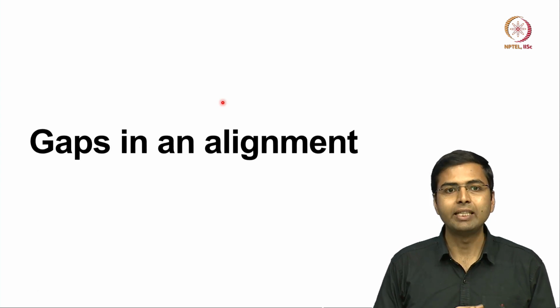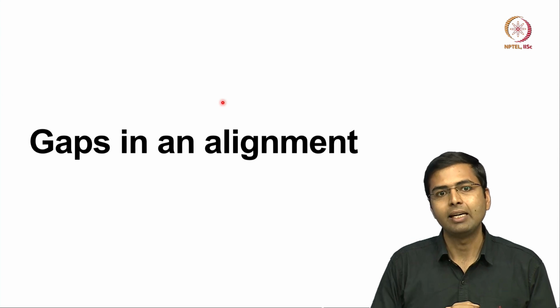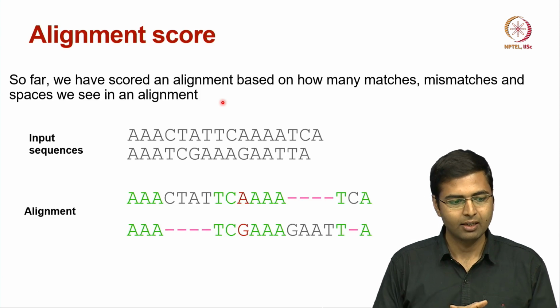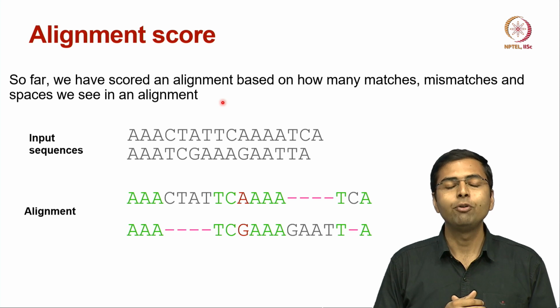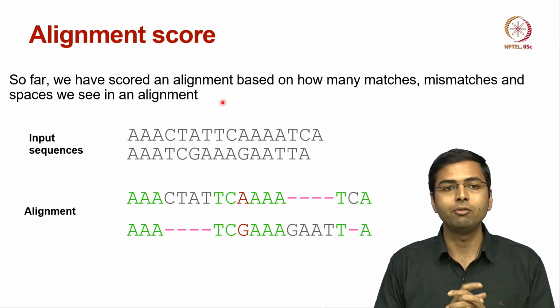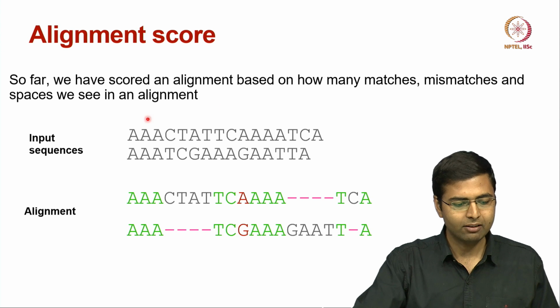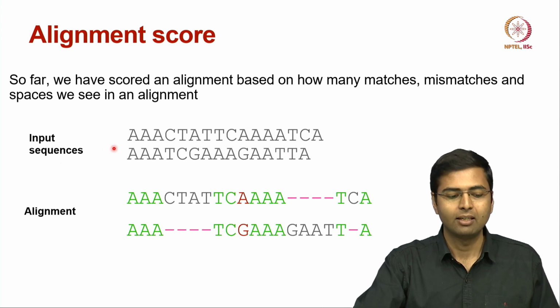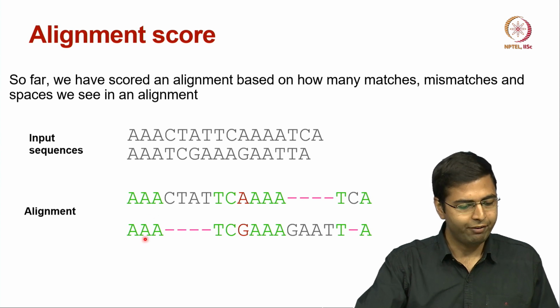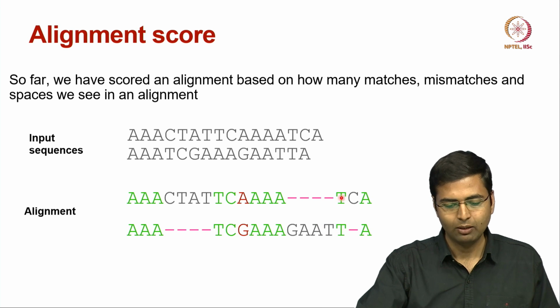So, let us start with the definition of what we mean by gaps in an alignment. So far, if you recall the alignment scoring system that we have been using, suppose we have two sequences as an example. Now, I can define their alignment in this manner. So, this is an alignment of both sequences, in which let us say there are 3 matches, then 4 space characters, 2 matches, 1 mismatch, then 3 matches, 4 space characters, 1 match, and so on.